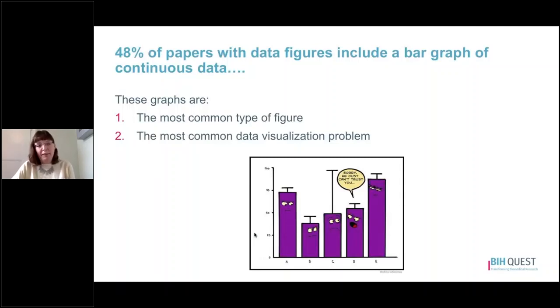So we observed that 48% of papers that had a data figure included a bar graph of continuous data. And that meant that these graphs were by far the most common type of figure of all of the different types of figures one can use to visualize data. And that also meant that they were the most common data visualization problem.